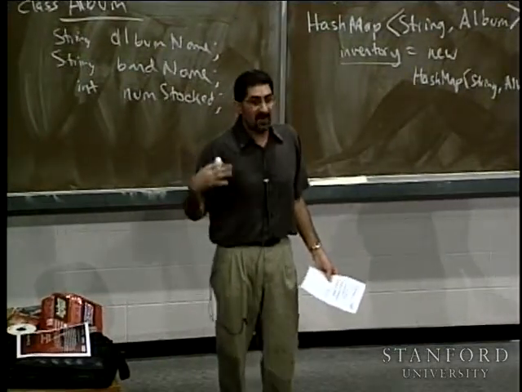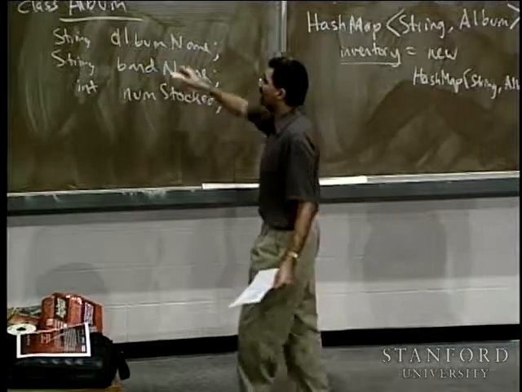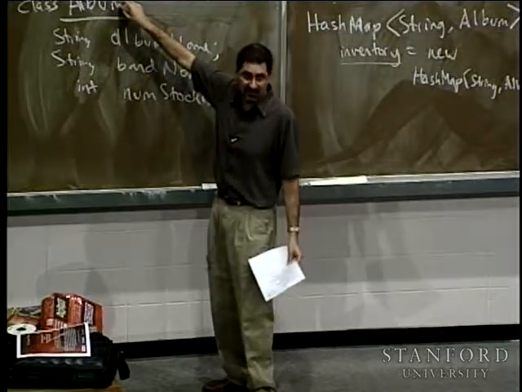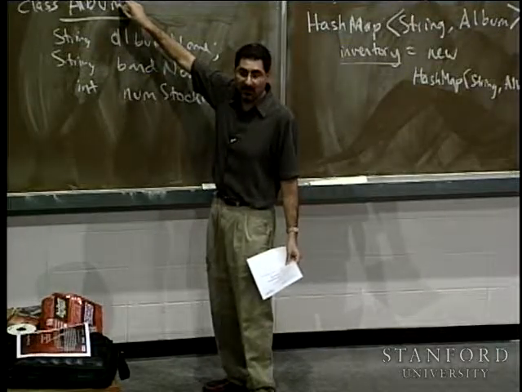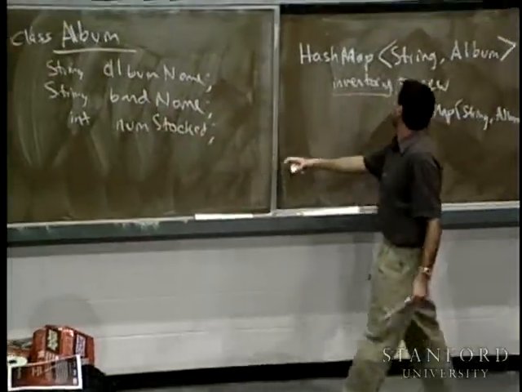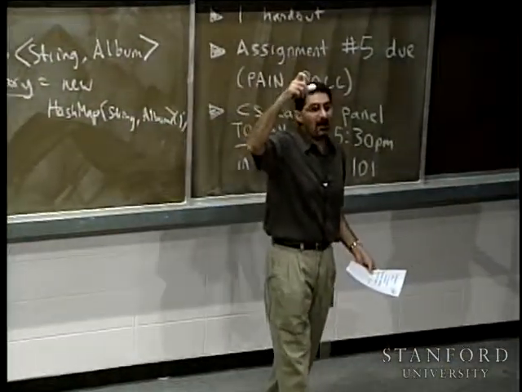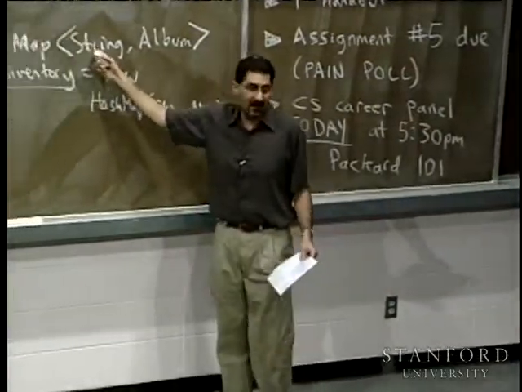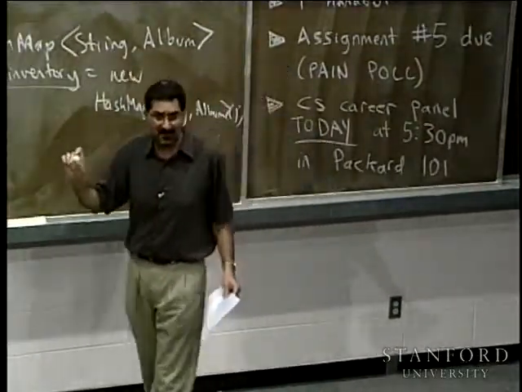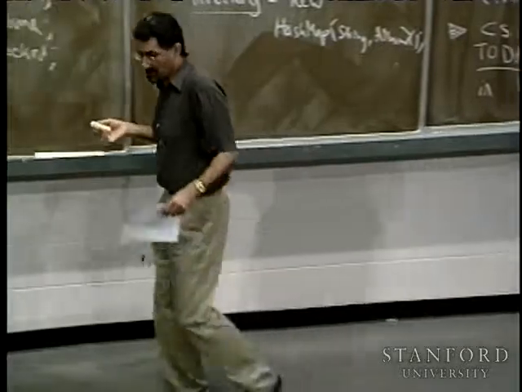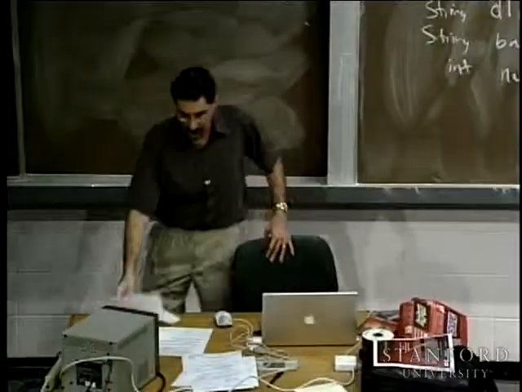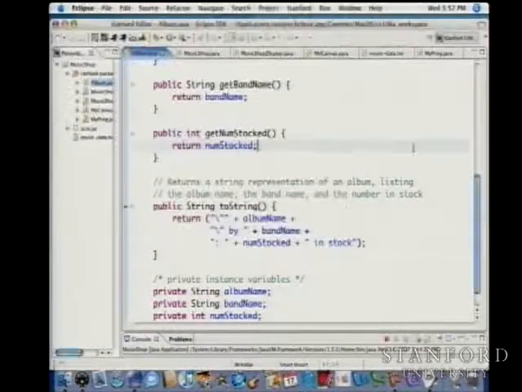As I read the file line by line, every line I'm going to create one of these album objects, because every line is information about one album. And after I create this album object, I'm going to add it to my hash map. And so my inventory is going to be all of my albums mapped to by their name. Okay, any questions about that basic idea? So let me show you the code for that. What does that actually look like?